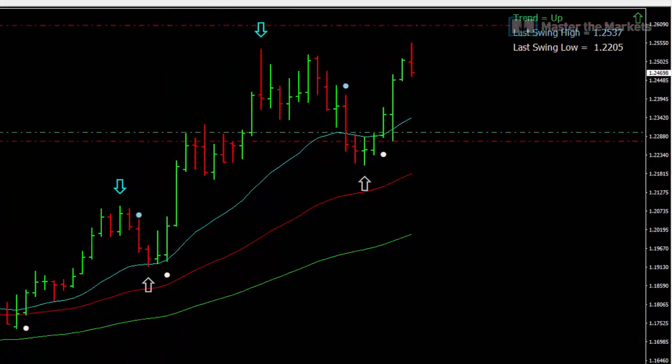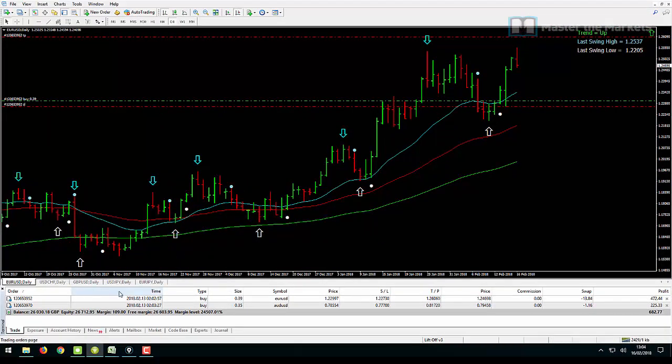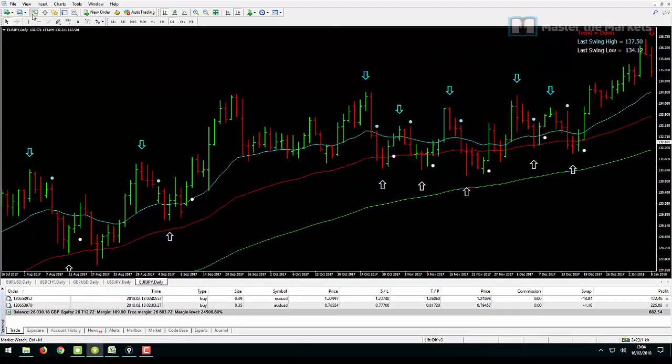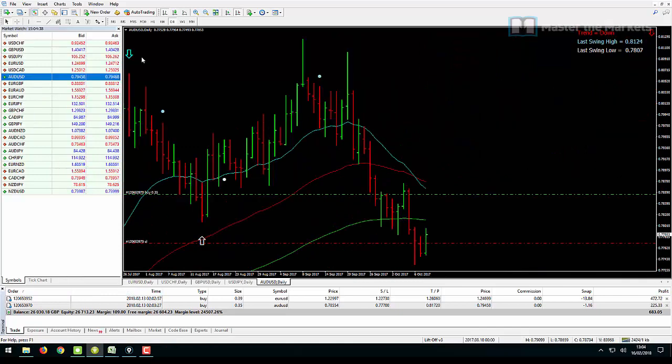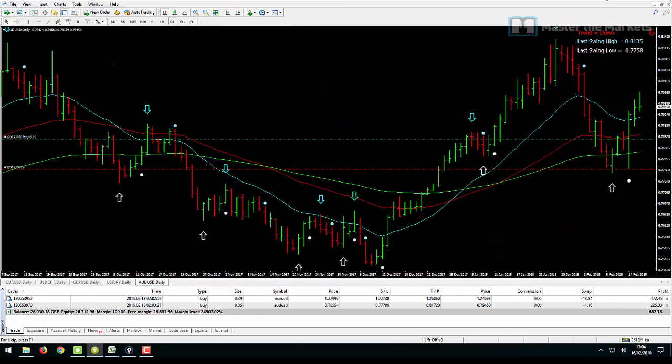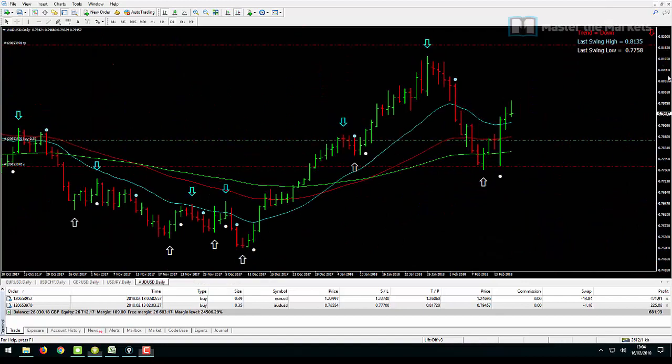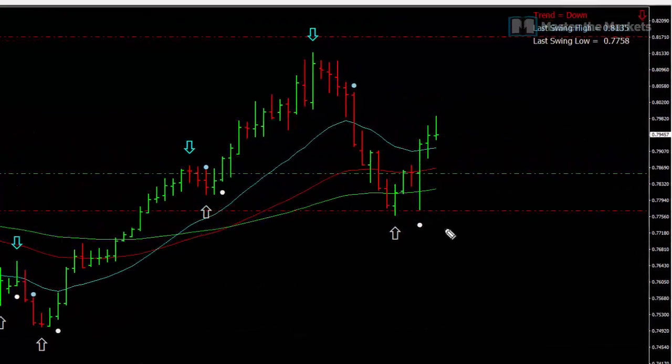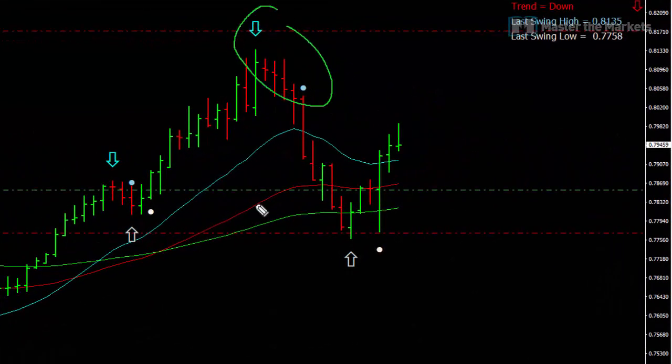If I switch over to the Aussie dollar, let's bring that up onto a chart. Let's replace this Euro Yen one temporarily. And there's the Aussie dollar. Same thing really. It's a lift-off strategy setup. We had the confirmed swing high. All the other criteria by the Master of the Market smart money indicator were met.